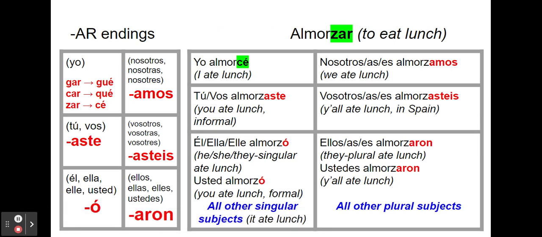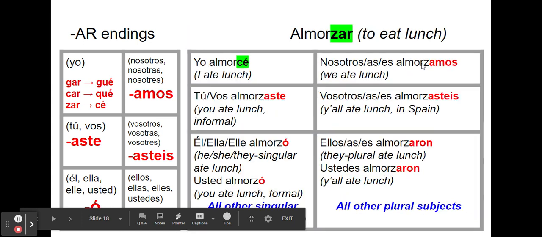Last example is almorzar. Almorzar is a ZAR verb. So we know that in yo form, almorzar is irregular. The ZAR changes to CE with an accent mark. And so the yo form of almorzar is yo almorcé, I ate lunch. And then notice that all of the other forms of almorzar go back to having a Z. The yo form has no Z, but then after that, the Z shows up again.